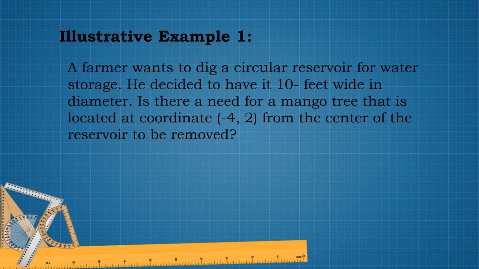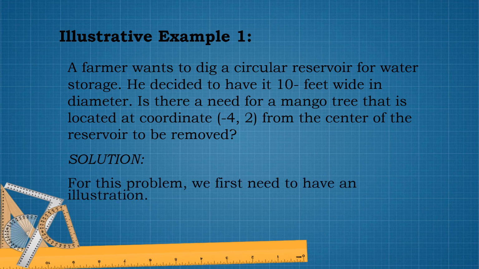For the first problem, a farmer wants to dig a circular reservoir for water storage. He decided to have it 10 feet wide in diameter. Is there a need for a mango tree that is located at coordinate (-4, 2) from the center of the reservoir to be removed? The first thing that we will do in order to solve a specific problem is to have an illustration. So we're going to have an illustration first.